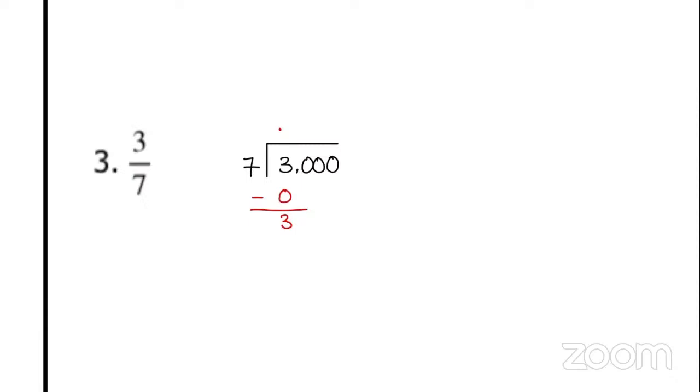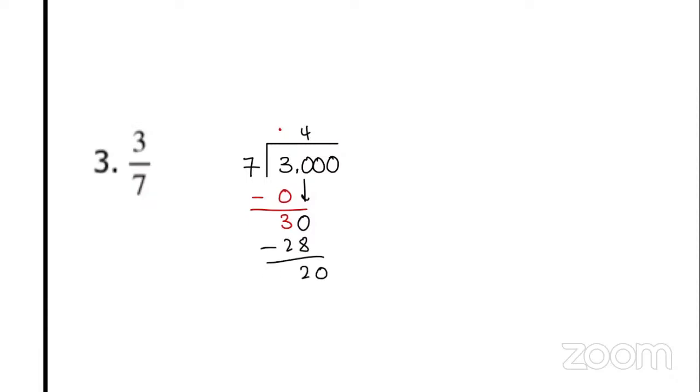Okay, that's fine. So then what happens here? You have to bring down the 0, so it becomes 30. So how many times now can 7 go into 30? Right? 7 can go into 30 4 times. 4 times 7 is 28, minus 2.